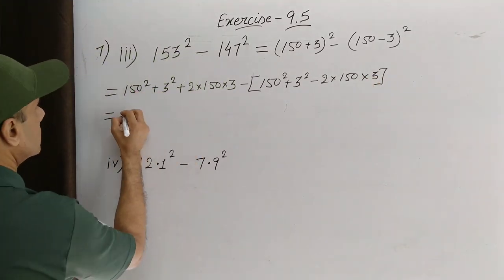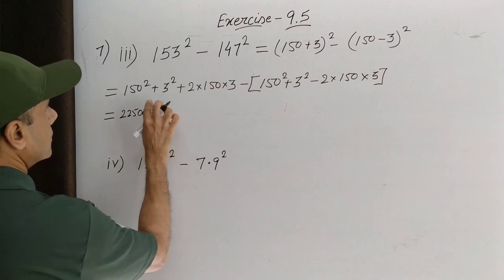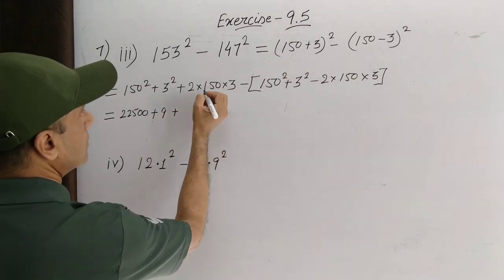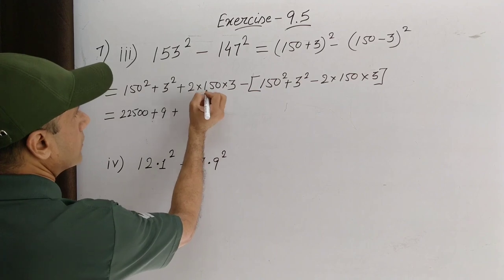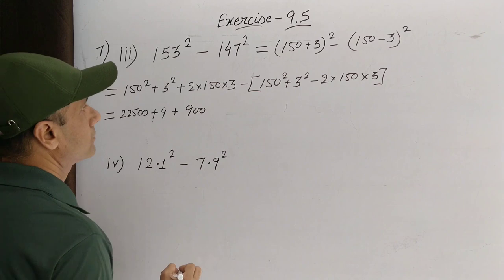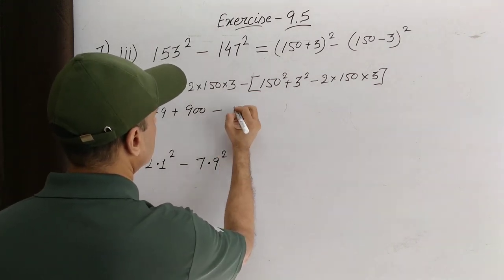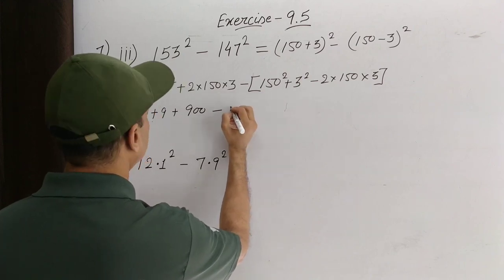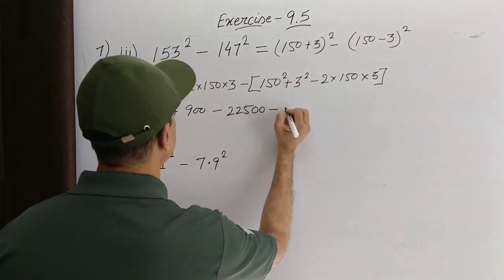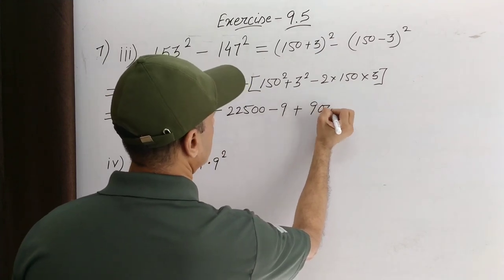150 square, that is 22500, plus 9 plus, this is 150 2s are 300, 300 3s are 900, and we have 900 minus, we have 150 square, that is 22500, and here a minus 9, and here minus minus plus 900.